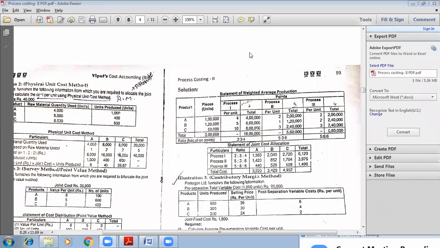Yes, ma'am. So now what we will do? 4 is to 6 is to 8 means 2 is to 3 is to 4. So this is the final ratio: 2 is to 3 is to 4. Next we have 2 lakhs, 1 lakh 20, 2 lakh 40. So 4 zeros are common here.